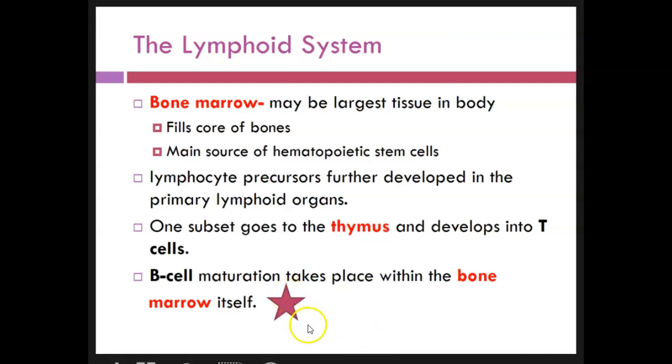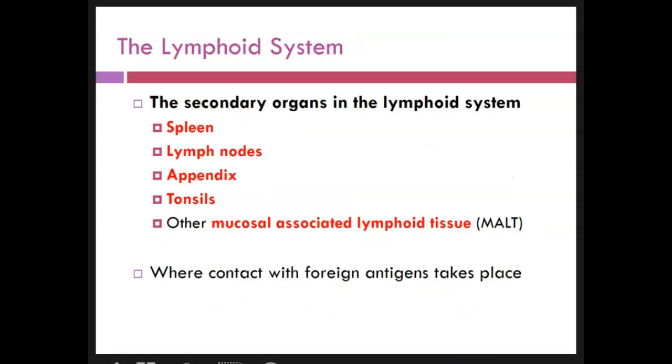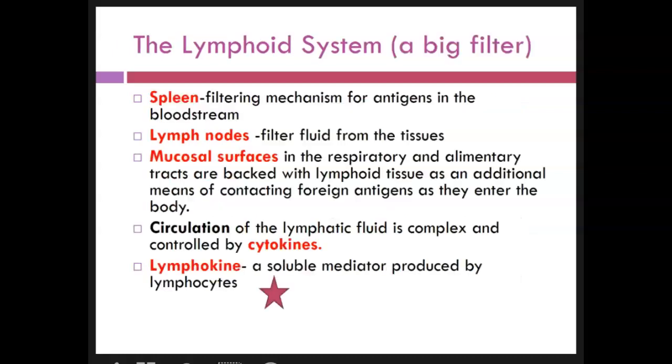Where do B cells mature mostly? Some are in the bone marrow, some are in the lymph nodes. We talked about the secondary lymphoid organs already, the SALT or the MALT or the GALT. And we talked about the spleen, that it's a filtering mechanism for antigens in the bloodstream. The lymph nodes filter fluid from tissues. The mucosal surfaces are in our respiratory or gastrointestinal tract. And the circulation of the lymphatic fluid is all over the body, and it's controlled by those cytokines.